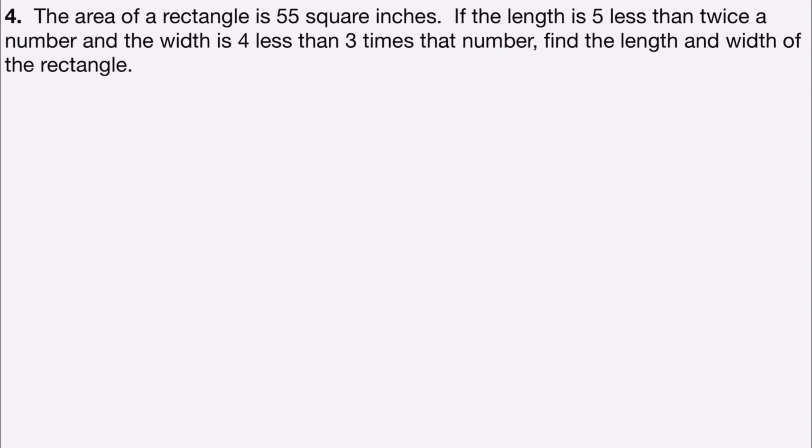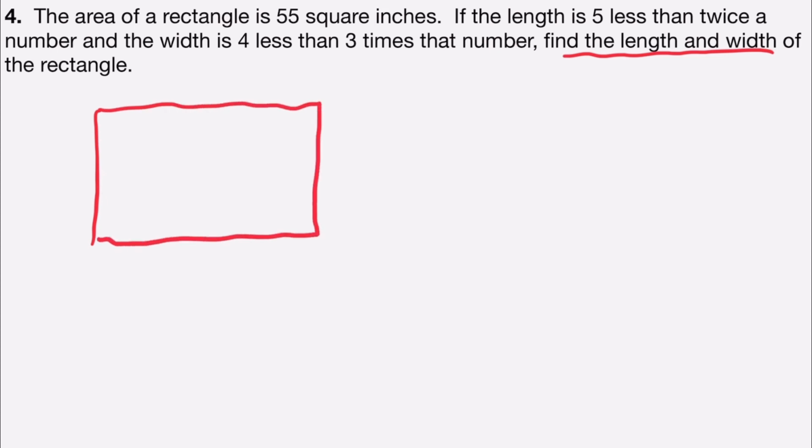Problem number 4 says the area of a rectangle is 55 square inches. If the length is 5 less than twice the number and the width is 4 less than 3 times that number, find the length and width of the rectangle. So again, we're looking for the length and width of a rectangle, and we're going to draw a picture to help us visualize. So I have a rectangle, and I know that the area of that rectangle is 55 square inches. And then I'm going to write an expression for my length and an expression for my width.